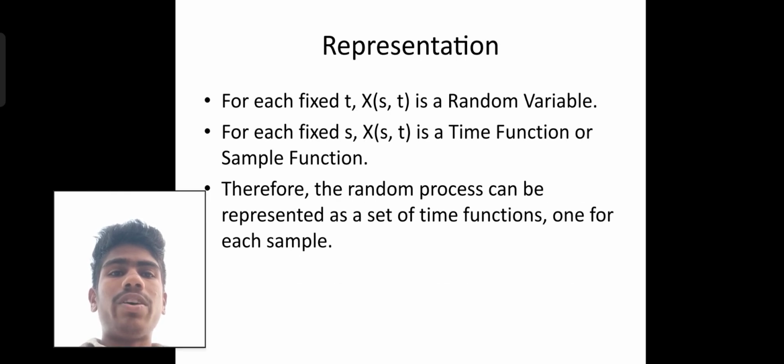Representation: for each fixed t, X of s comma t is a random variable. For each fixed s, X of s comma t is a time function or sample function. Therefore, the random process can be represented as a set of time functions, one for each sample.